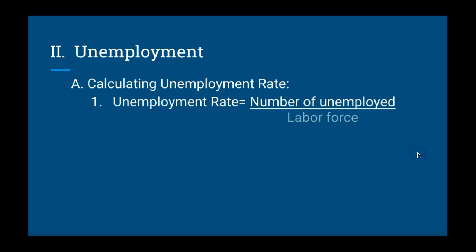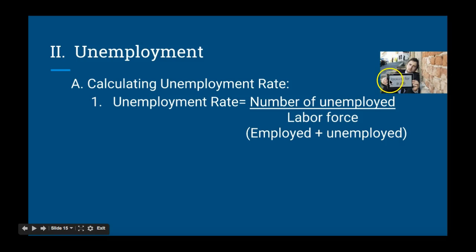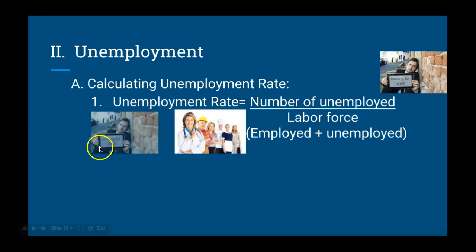So first of all, the unemployment rate is the number of unemployed divided by the labor force. Remember, the number of unemployed, you're looking for people that are actively seeking a job. They have to actively be looking for a job to be considered unemployed. And the labor force, remember, is going to be the number of employed people plus the number of unemployed people. So you got to keep in mind that we're taking the number of unemployed divided by the number of employed plus the number of unemployed. That will give you your unemployment rate.